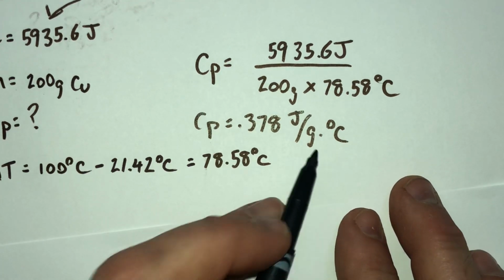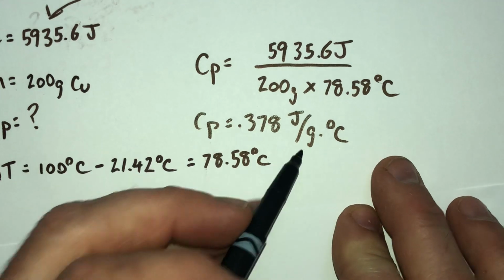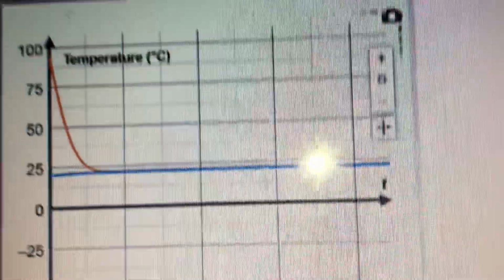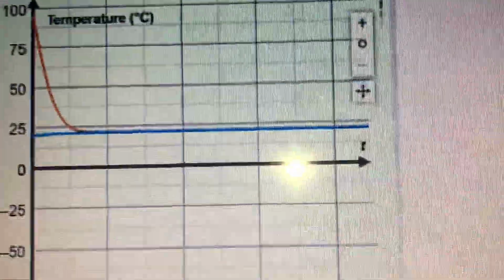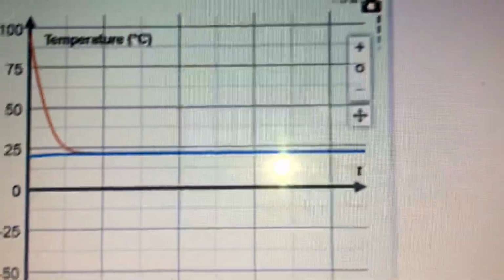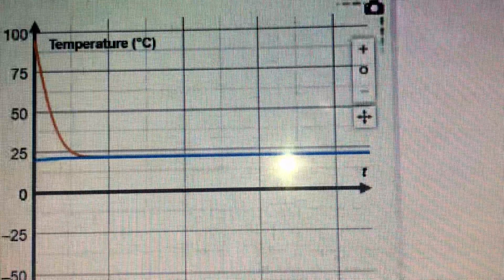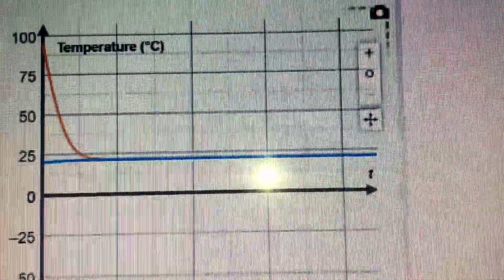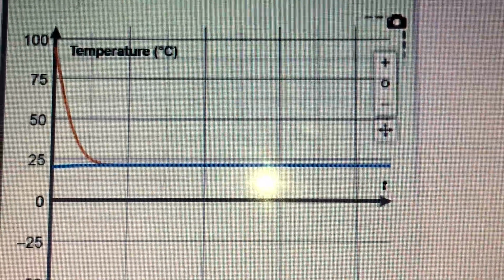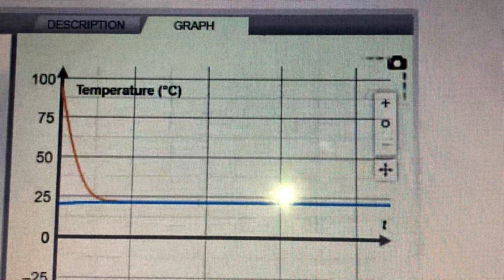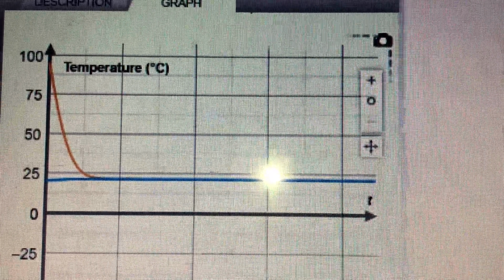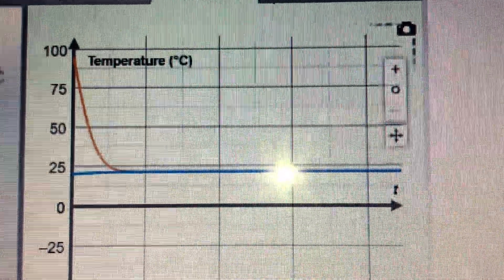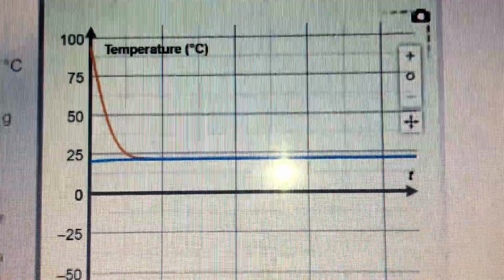That's a very small number, especially compared to water. Remember, water is over 4. So that's why we see copper go way down in temperature, but water only goes up a little bit in temperature because water's specific heat is so much higher than copper's. The end. So the rest of the questions are just like that, except they want you to do granite and lead.